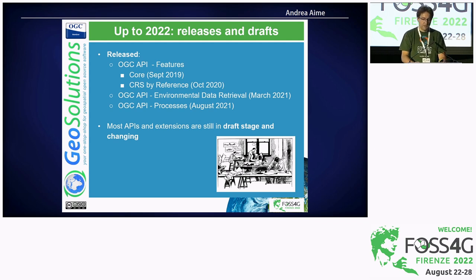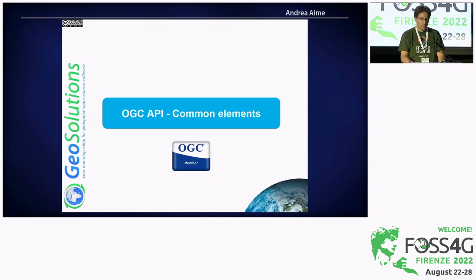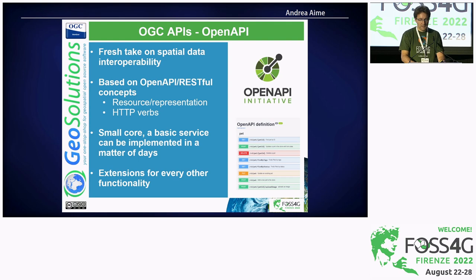The other APIs are still in draft stage and changing over time. And the evolution is rapid. It's kind of difficult to keep up unless you are deeply involved in it. OK, so what are the common elements of OGC APIs? Well, first of all, an OpenAPI definition, RESTful orientation.